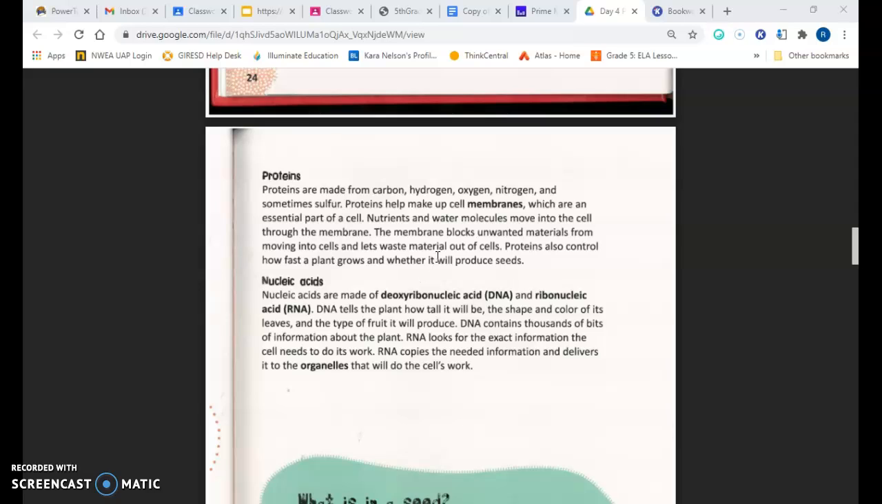So again, give me another recap here. Why do plants need to make proteins?